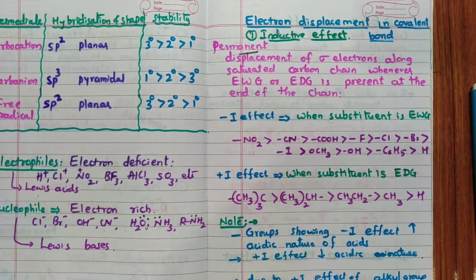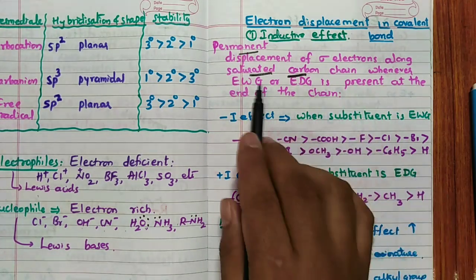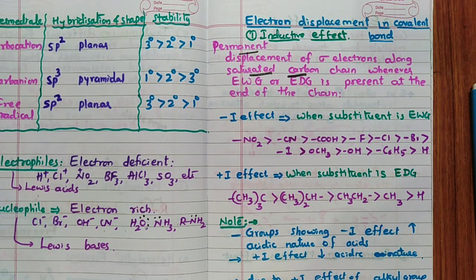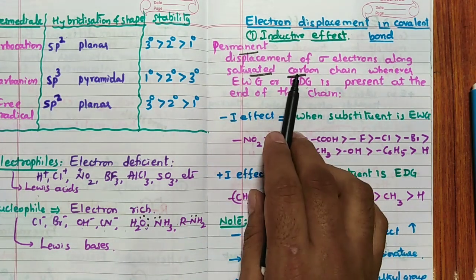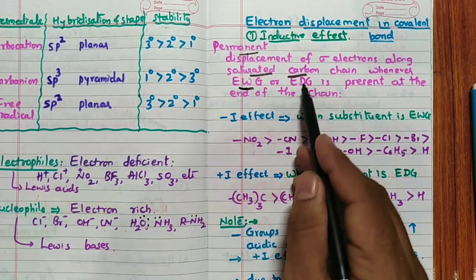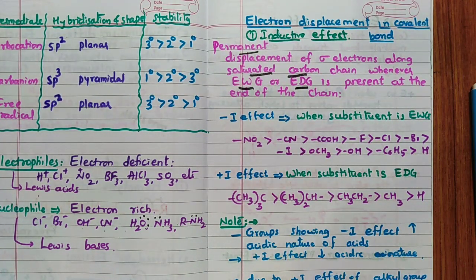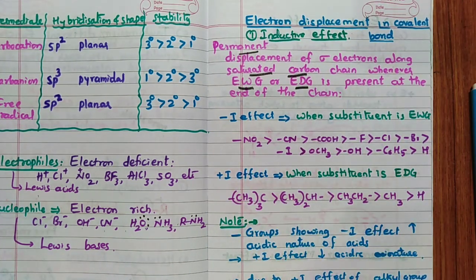Permanent displacement of the sigma electron, which is present only in the saturated carbon chain, where an electron withdrawing or electron donating group is present at one end of the chain. So remember, this takes place only in the saturated carbon, as sigma electron displacement, if electron withdrawing or electron donating groups are present. Now, minus I effect means when the substituent is an electron withdrawing group. Plus I effect means when the substituent is an electron donating group.